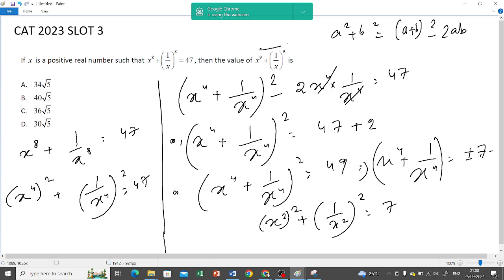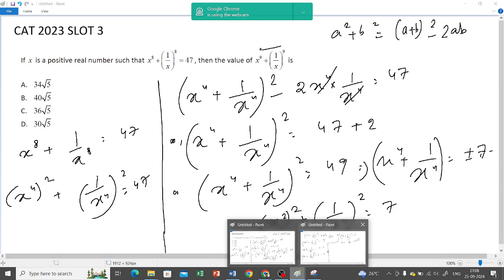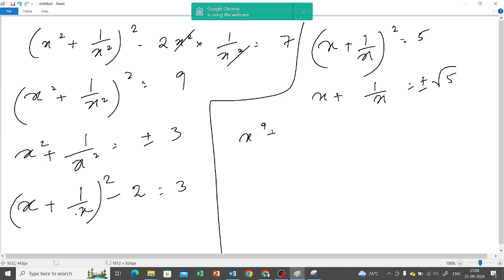Now what are we given to find out? We are given to find out x to the power 9 plus 1 by x to the power 9. Fine. This is what I need to find out. I can write this one as (x cube) cube plus (1 by x cube) cube.